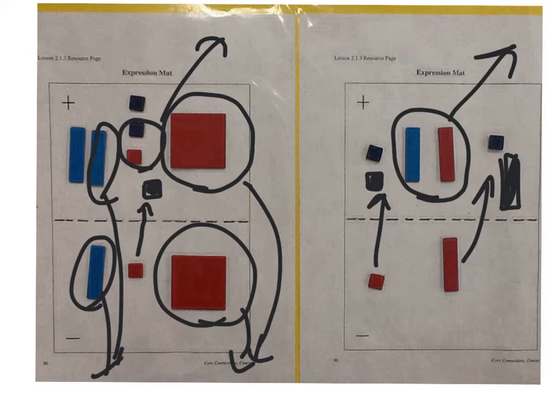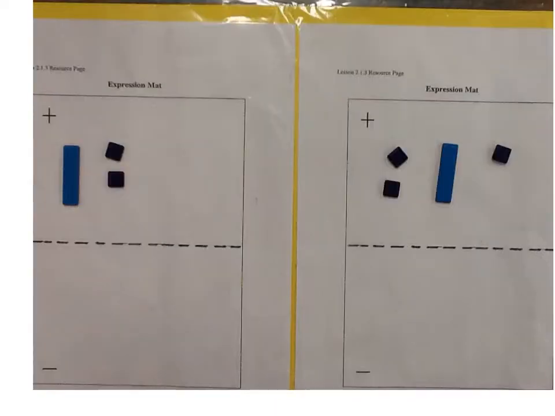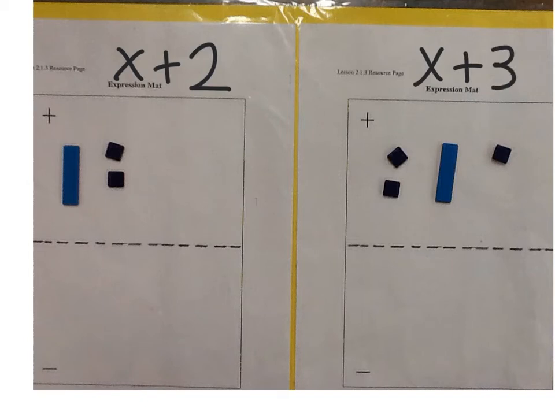All right, I'm going to go to the next picture, which shows the simplified expression for each side. All right, here's the simplified expression we should have. On the left, we have x plus 2. And on the right, we have x plus 3. So we can clearly see then that the right side of the expression mat is greater than the left side. So how'd you do on that one?